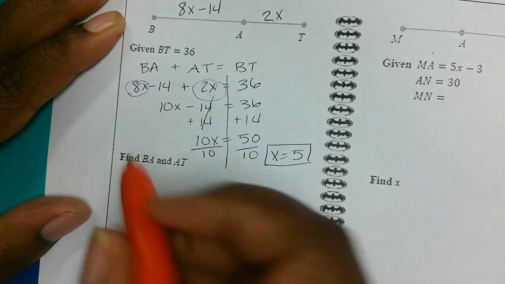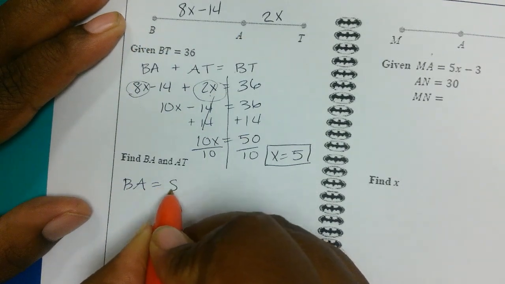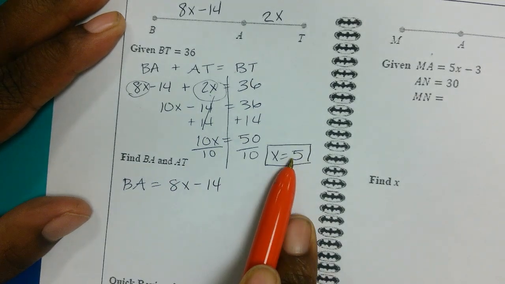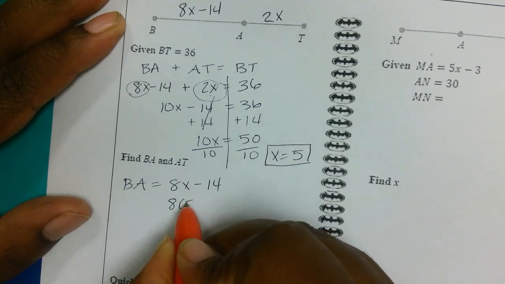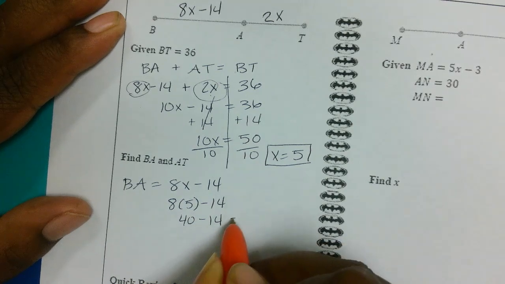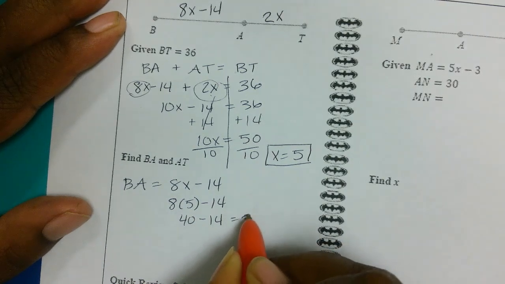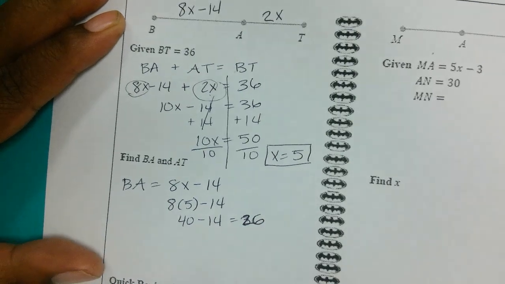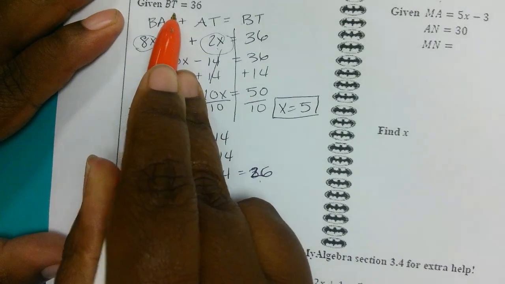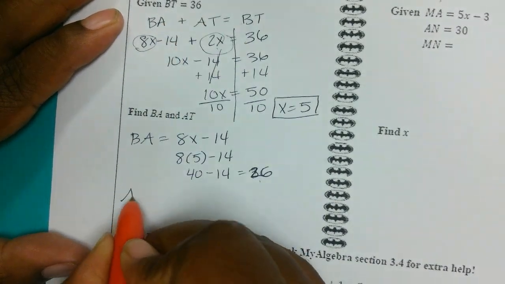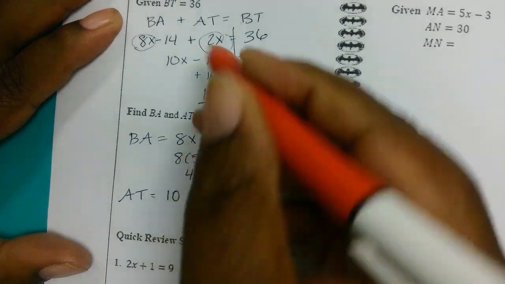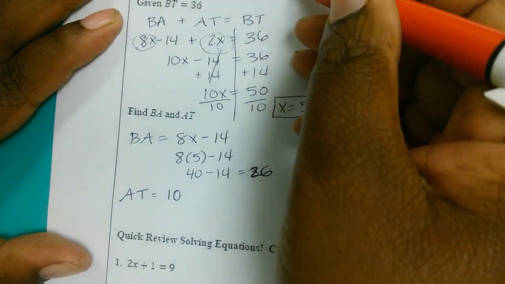So if BA is equal to 8x minus 14, I just need to plug 5 in for x since we know x equals 5. So 8 times 5 minus 14. 40 minus 14, that is equal to 26. Well, if BA is equal to 26, and we know that BT is equal to 36, AT should be easy. We know that AT has to be 10 because 36 minus 26 is what's left, which is 10.